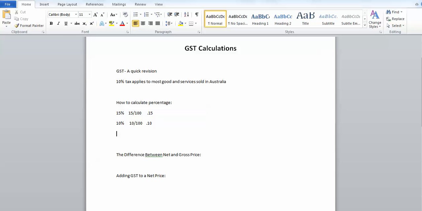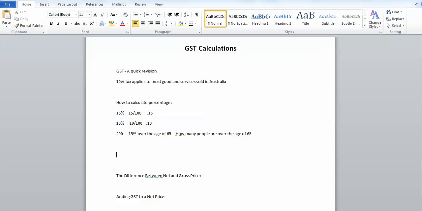Let's think of this sum. Let's say we had 200 people in a room and we found that 15% of them were over the age of 65 and we wanted to know how many people are over the age of 65. This is the sum we'd have to do. We want to find 15% of the 200 people. So 15% is the same as 15 divided by 100 multiplied by the 200 people in the room.